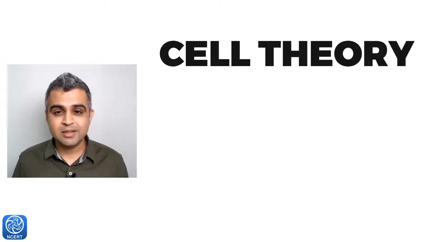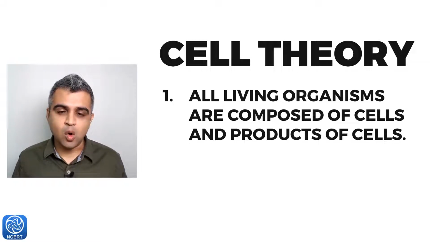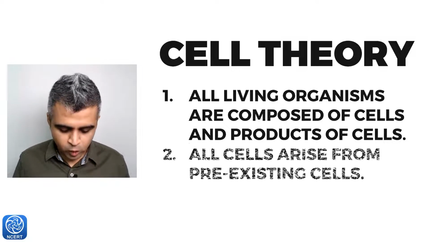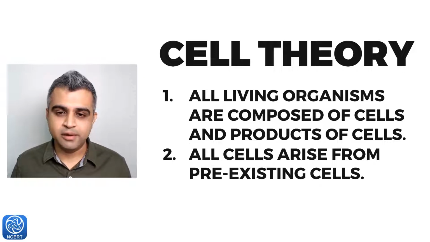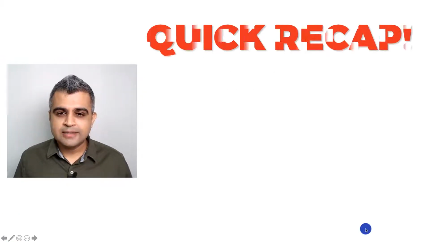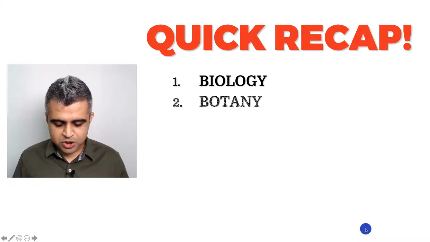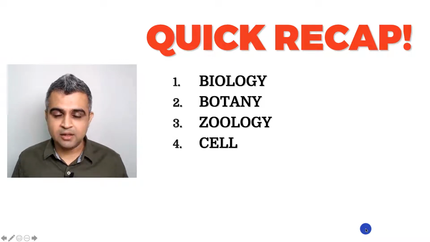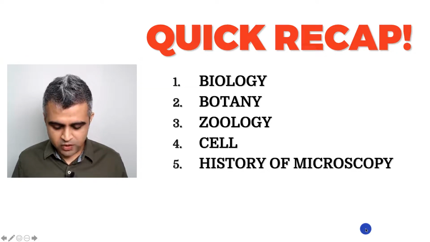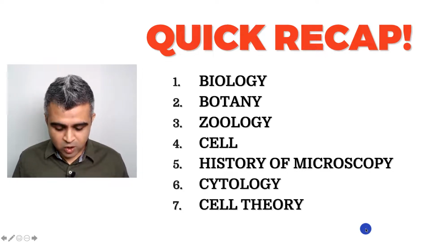So what is the cell theory? Number one, all living organisms are composed of cells or products of cells. And number two, all cells arise from pre-existing cells. These are the two main points of the cell theory. Let's have a quick recap of what we've done today. We saw what is biology, botany, zoology, and what is a cell in the first lecture. Today we saw the history of microscopy, what is cytology, and what is the cell theory.